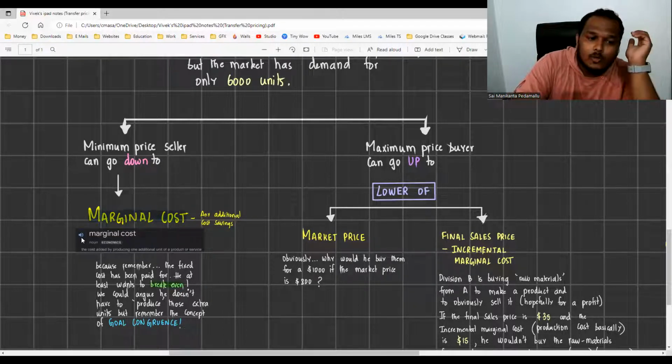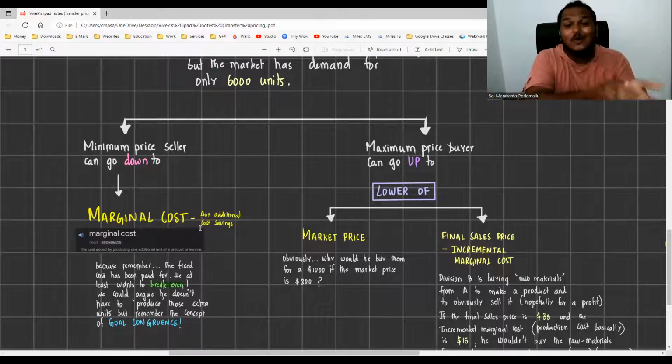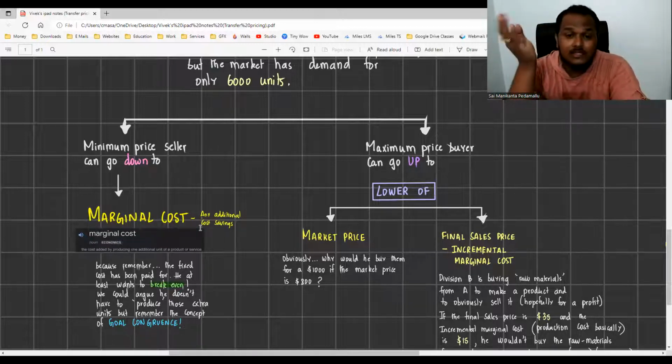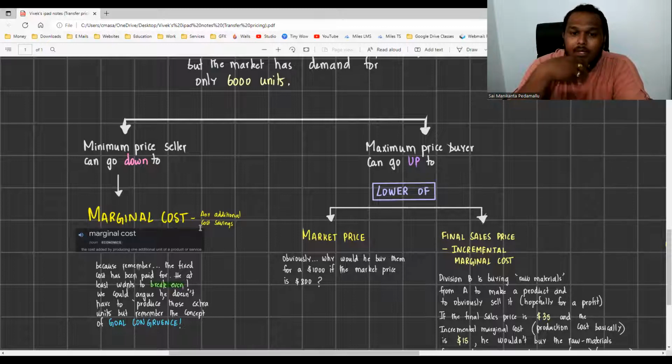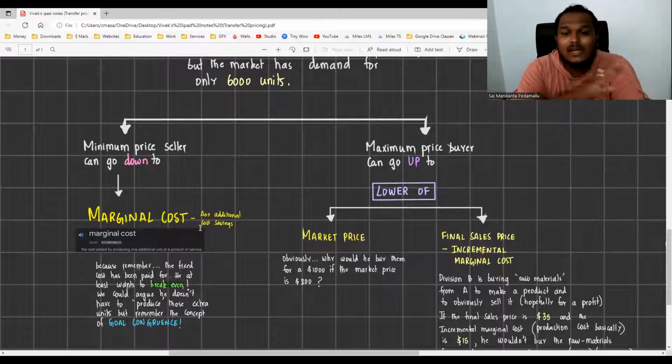Sir, why can't I go below marginal cost? Because that is the variable cost. That is the minimum cost I incurred on the production itself. Fixed cost I can ignore because anyway, if you do not buy from me, I incur those fixed costs. So I will not try to recover fixed cost from you. But the minimum I can agree is market marginal cost minus any additional saving.